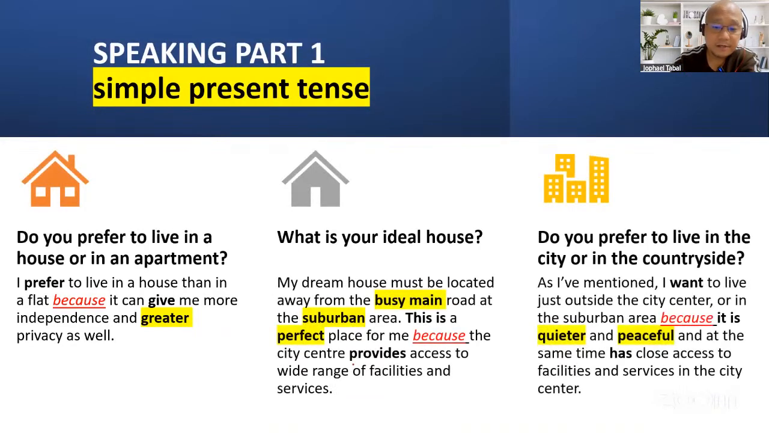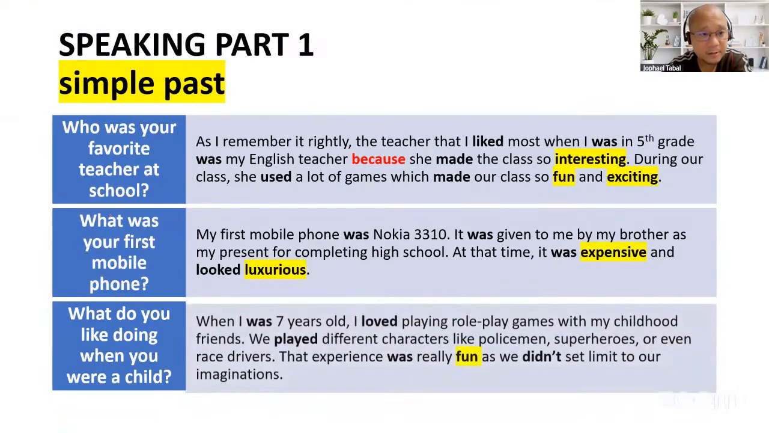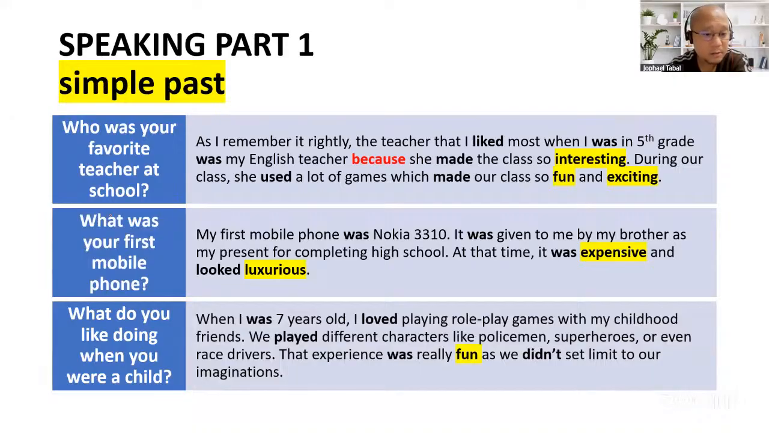So here are some very basic examples. Do you prefer to live in a house or an apartment? That's simple present. What is your ideal house? Usually preference. Do you prefer to live in the city or in the countryside? If you see the word prefer, the main grammar here is simple present tense. For simple past, we have: who was, what was, when you were a child.